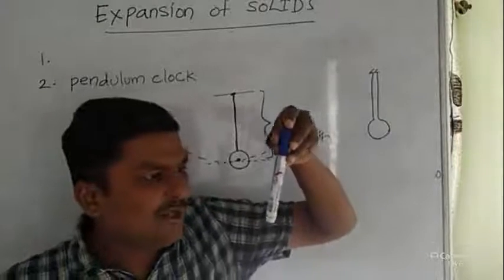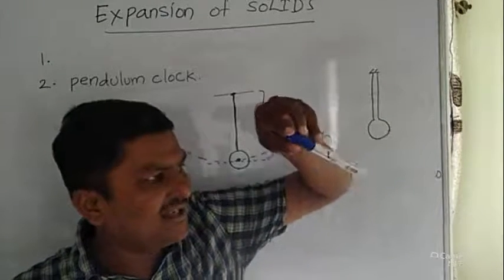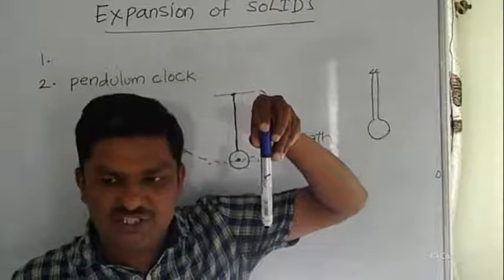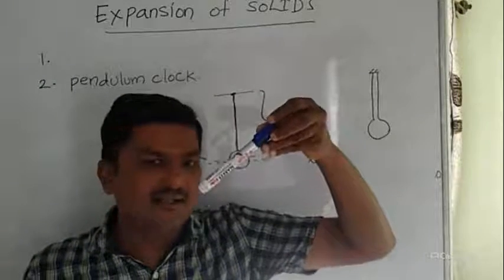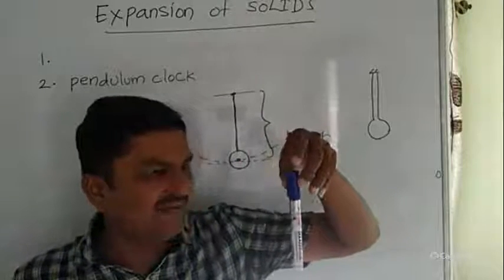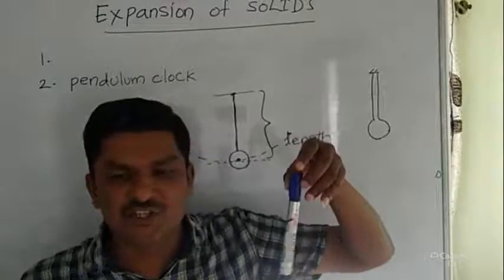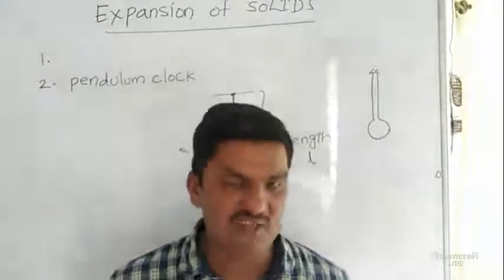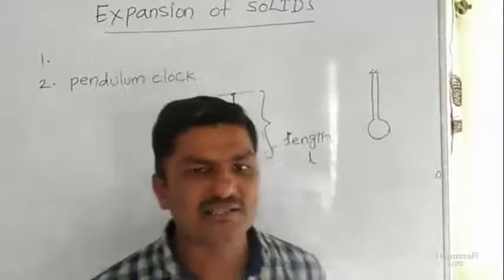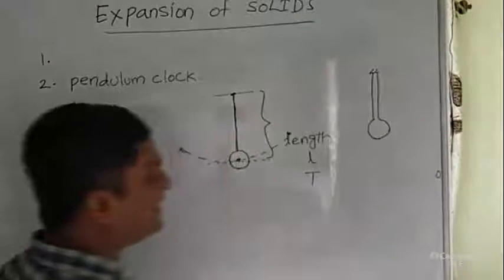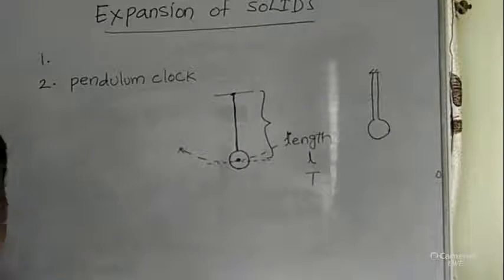If the simple pendulum moves to one side, reaches the extreme position, comes back to the mean position, moves to the other side, reaches the extreme position, and again comes back to the initial position, that means one oscillation. The time taken to complete one oscillation is called the time period. Generally, time period is denoted by T.